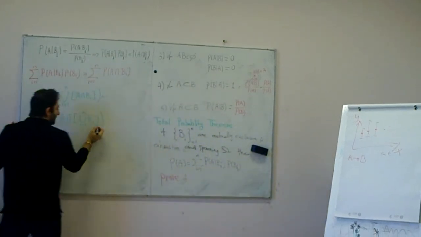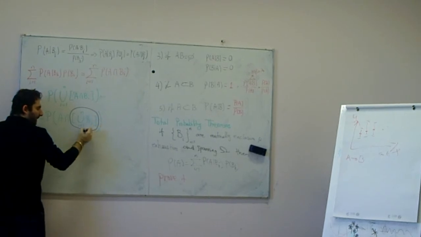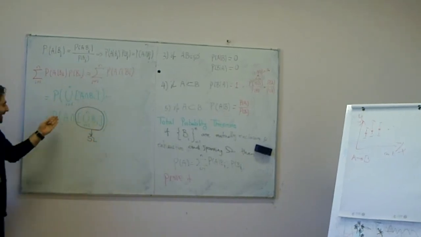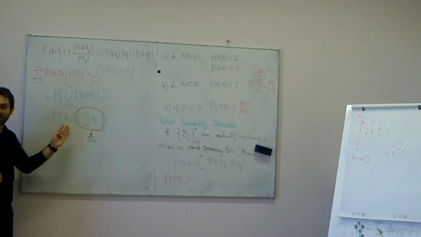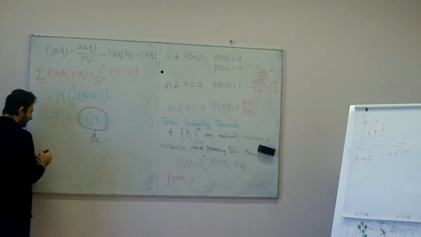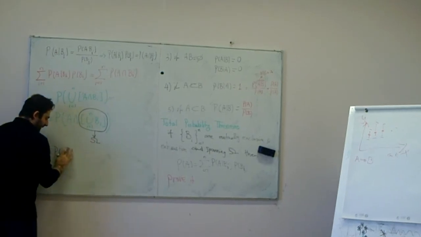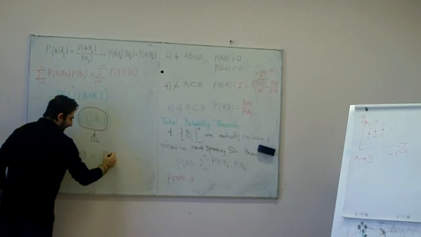Then, okay, what is this? This is omega, the sample space. Any subset of omega intersected with omega is itself, right? So it will be P of A intersected with omega, which is P(A).